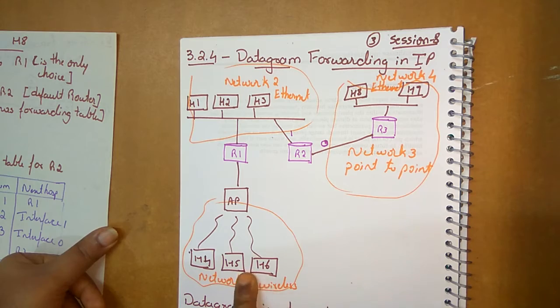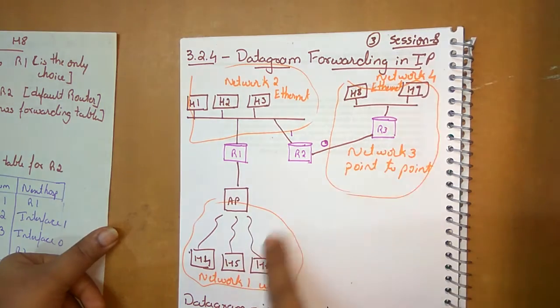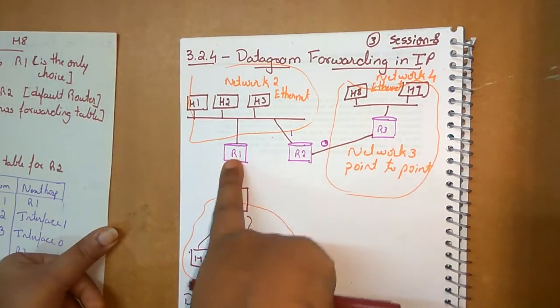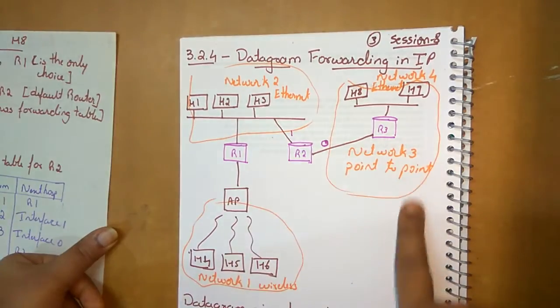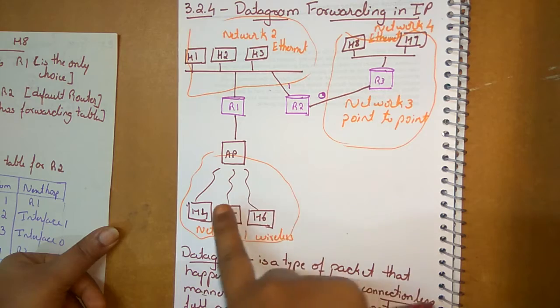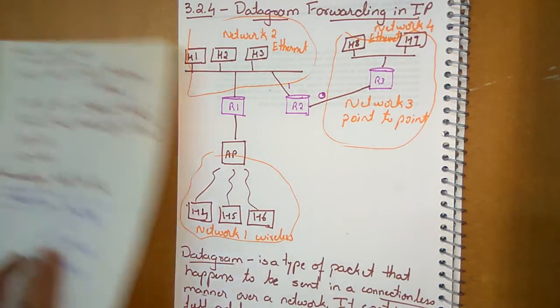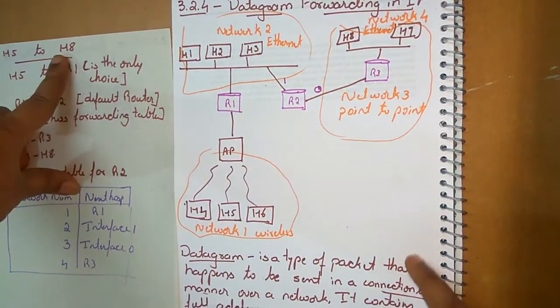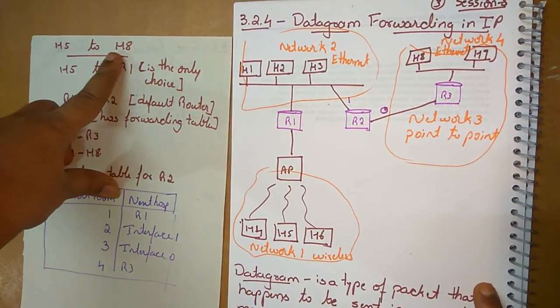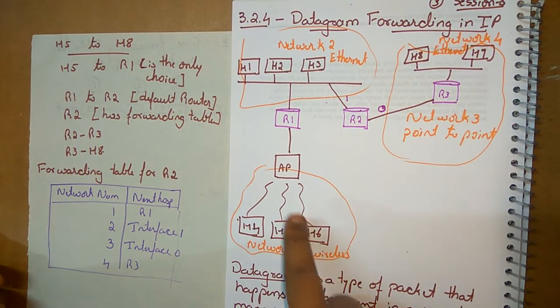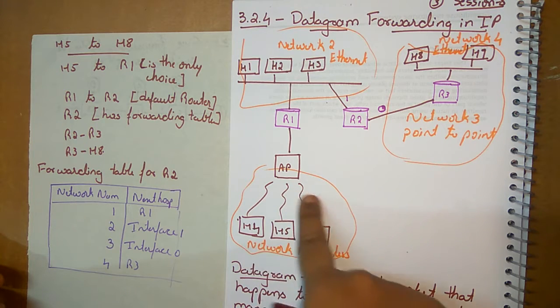So here we are discussing networks 1, 2, 3, 4. These are all heterogeneous networks connected with routers. Now the datagram has to pass from, let's take, H5 to H8. How will the forwarding table be constructed? From H5, it will first check with the respective network.